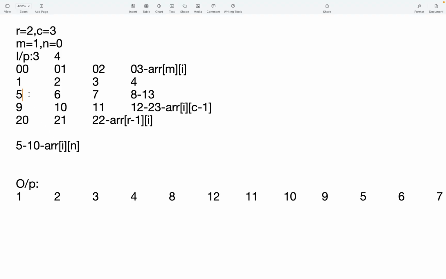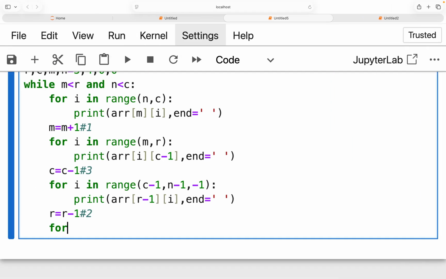Okay. After that, it's not required to work with the first column. We need to move on to the second column, right? We should update the n pointer to 1. Okay. So this is what is required here. So let us complete this one now.